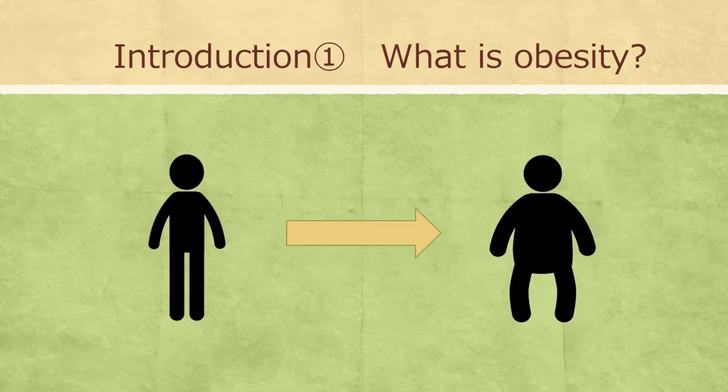What is obesity? Obesity is a state in which body fat accumulates excessively in the body. Our bones, muscles, and internal organs are already fully developed in our 20s. In other words, the weight increased after our 20s is fat.